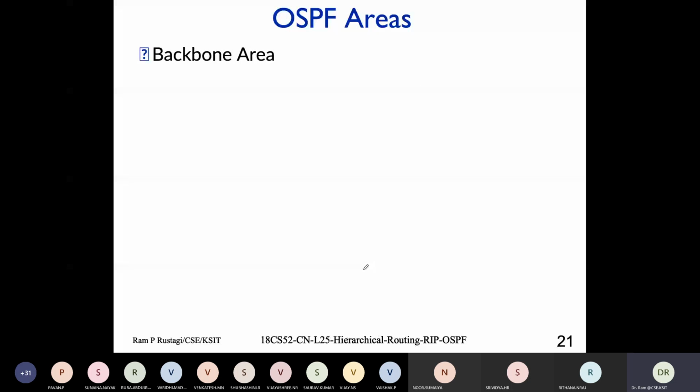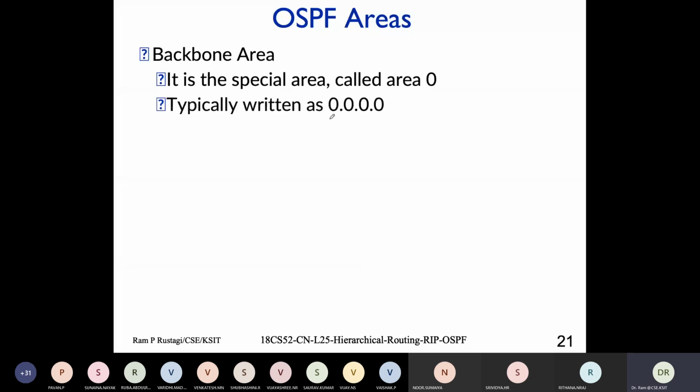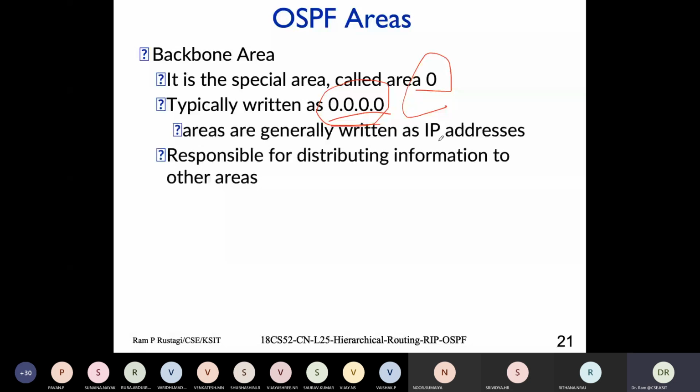Now, an area is represented by a 32-bit integer written in DDN4, which is called dotted decimal notation. That means we write the area number like an IP address. The backbone area is always called area 0 and represented as 0.0.0.0. Other areas could be represented like an IP address, some number written in the form of A.B.C.D. And the job of the backbone area is to distribute routing information to the other areas.